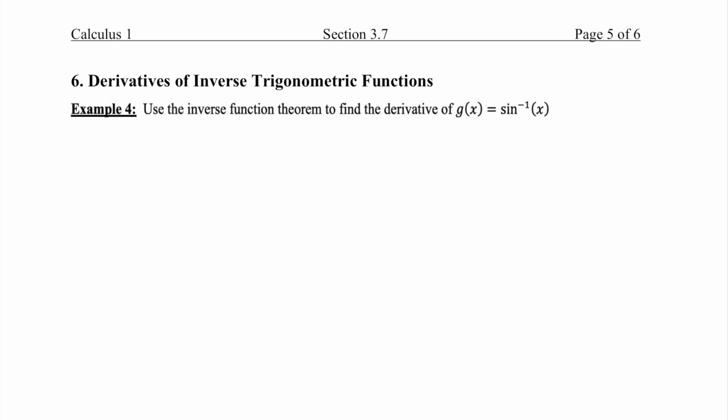Now we're going to move into one of the most important applications of inverse functions, derivatives of inverse trigonometric functions. Let's start with this example. We want to find the derivative of g of x equals sine inverse of x, and we want to use the inverse function theorem. The inverse function theorem says g prime of x equals 1 over f prime of g of x.